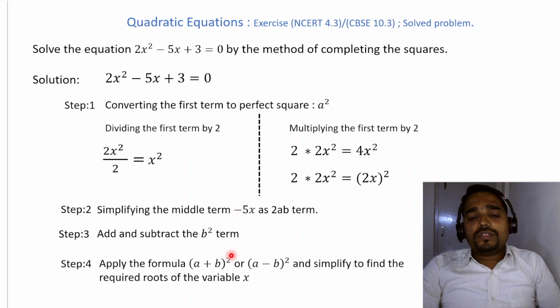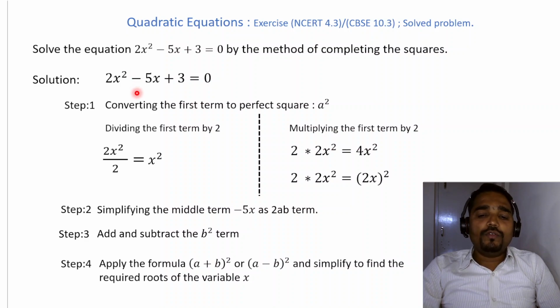Whether a plus b whole square or a minus b whole square is to be applied depends upon the sign of the middle term. If the middle term contains a plus sign, then the a plus b whole square formula will be applied. If the middle term contains a negative sign, like what we are seeing here, then we would be applying a minus b whole square. Now let us see how to proceed and start the solution.